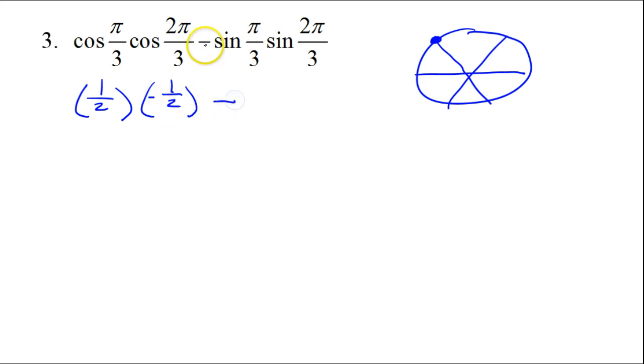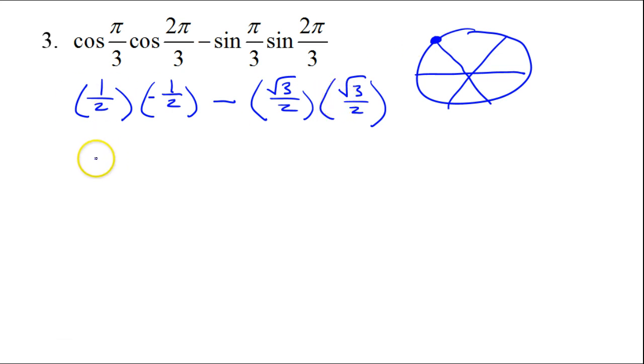Alright, now here comes the minus. That's part of the problem. Okay, sine of pi over 3 is radical 3 over 2. We've memorized that. What about sine of 2 pi over 3? Well, that's either going to be radical 3 over 2 or negative radical 3 over 2. But here's 2 pi over 3, and sine is positive in this quadrant because sine is a y value, and this is above the x-axis where y values are positive. So I'll just leave it like this.